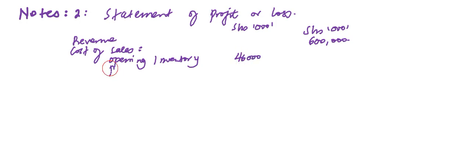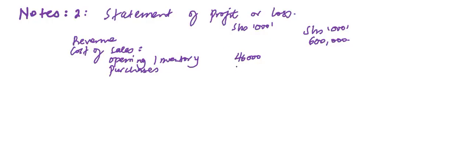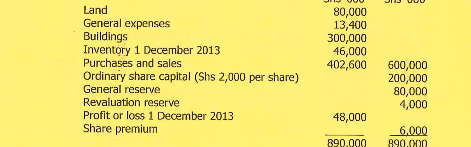Then you have to add the purchases. How much are the purchases as per the trial balance? That is 402,600. Then you will have to less the closing inventory. That is as per the additional information.